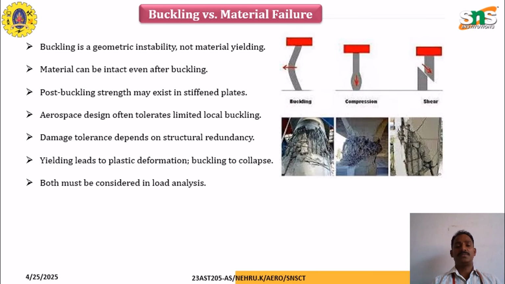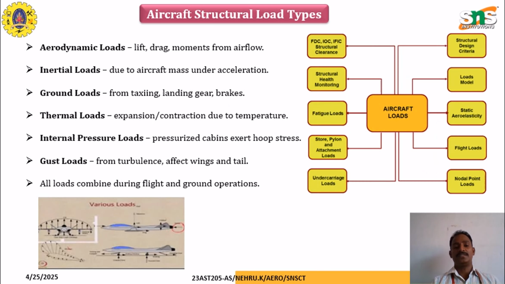Coming to buckling versus material failure, buckling is a geometric instability, not a material yielding. It's different. Metal can still carry load even after buckling, and it can take some loads after it buckles. Post-buckling strength may exist in stiffened panels. Aerospace designs often tolerate limit-load buckling cases. Yield leads to plastic deformation, while buckling leads to collapse. So this is a major consideration: buckling must be considered in load analysis and material failure.